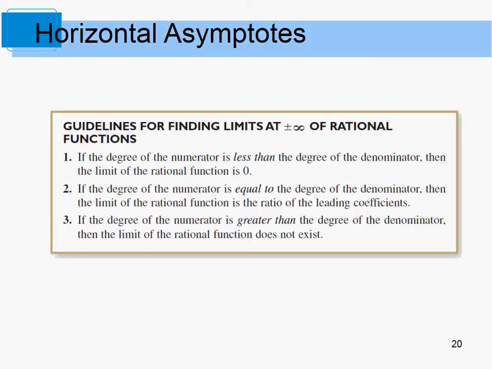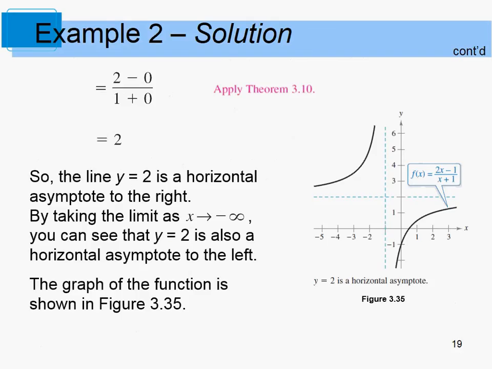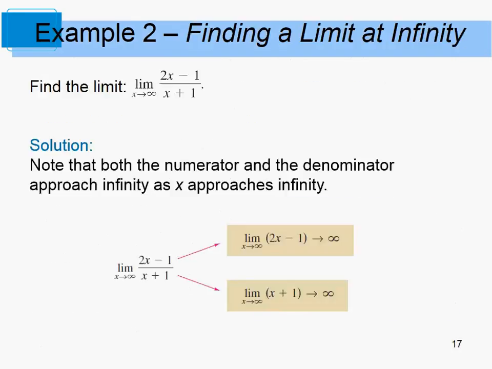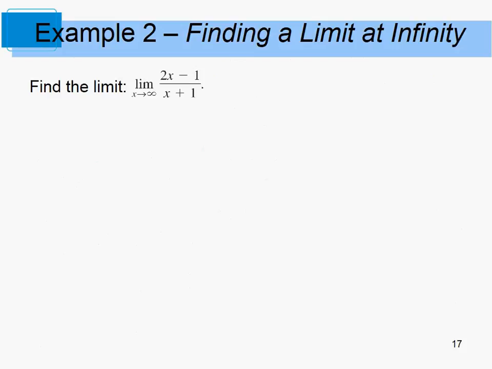If the degree of the numerator is greater than the degree of the denominator, so if the top is higher, you've got none. Limit of the rational function does not exist. If they're the same, then all we're looking at is the coefficients in front of those values, like if it's got x squared and x squared. Whatever's in front of the x squareds, that ratio becomes what it is. Like when this one, you've got 2x over x, so 2 over 1.